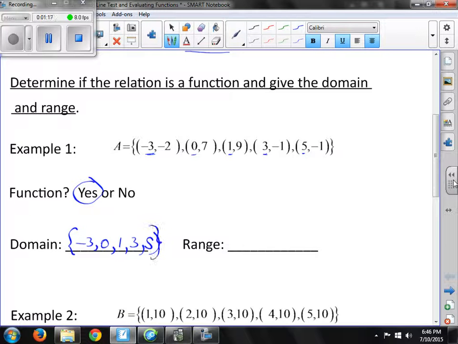The range is the set of all the y values. Let's see, the range would be -2, 7, 9, -1. -1 is used twice, but we don't put it twice in our set notation.